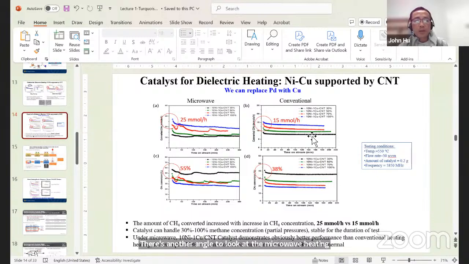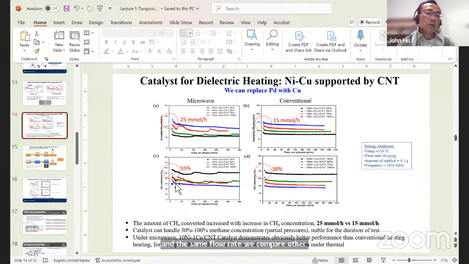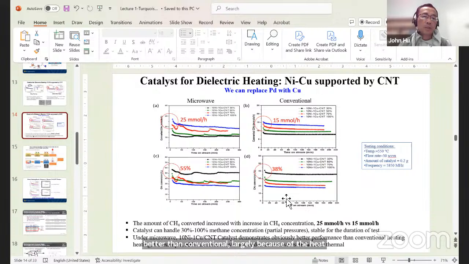Under similar reaction conditions, microwave starts from, I'm talking about production rate per hour, 25 mole per hour, whereas the conventional is only 15 mole per hour. It's exactly the same testing condition, 550 degrees C and the same flow rate. We compare the same condition. So in terms of heat transfer and also productivity, microwave is much better than conventional, largely because of the heat transfer and also the selective heating.